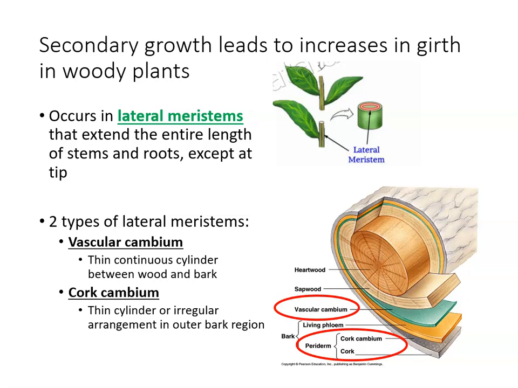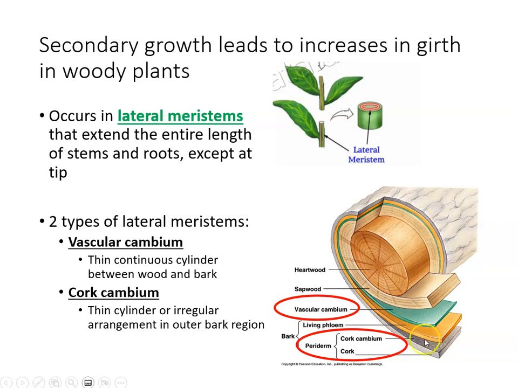The vascular cambium is a thin continuous cylinder between the wood and the bark of that woody plant. It's shown here in green. The cork cambium is a thin cylinder or irregular arrangement in the outer bark region. So that's shown here as part of the periderm.